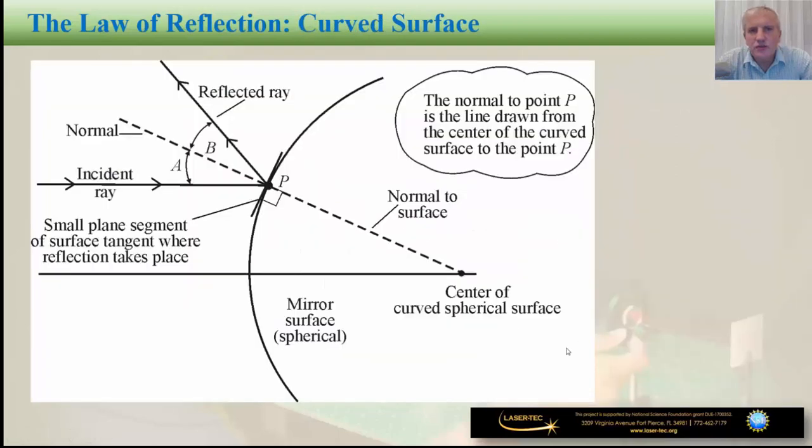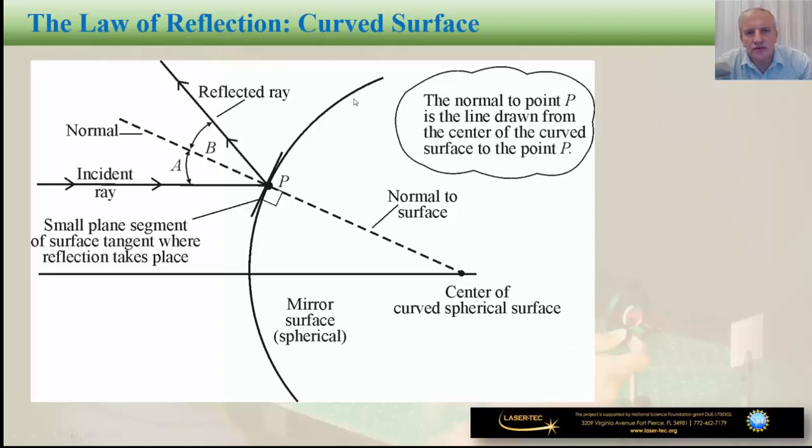The law of reflection is to be applied not only to planar reflecting surfaces, but also to any other smooth surface. As we already mentioned, the assumption is that the surface is smooth, but it does not have to be planar, it doesn't have to be on a plane. It can also be curved. So here we have an example of reflection off of a curved surface.